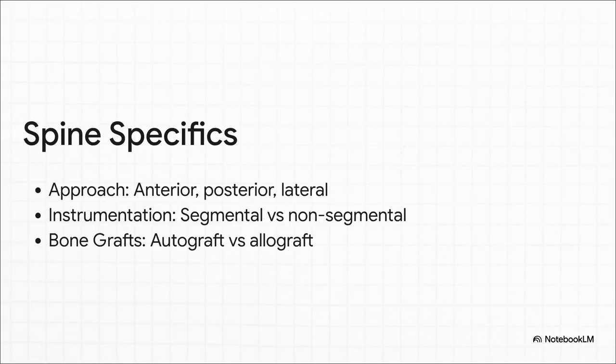When you read a spinal operative report, you kind of have to act like a detective. You're hunting for these specific details, like what was the surgical approach? Was it anterior, posterior, or lateral? What type of instrumentation was used, segmental or non-segmental? And what kind of bone graft? Autograft from the patient or allograft from a donor? You gotta know this because spinal instrumentation and bone grafts are almost always reported as distinct, separately billable add-on codes.